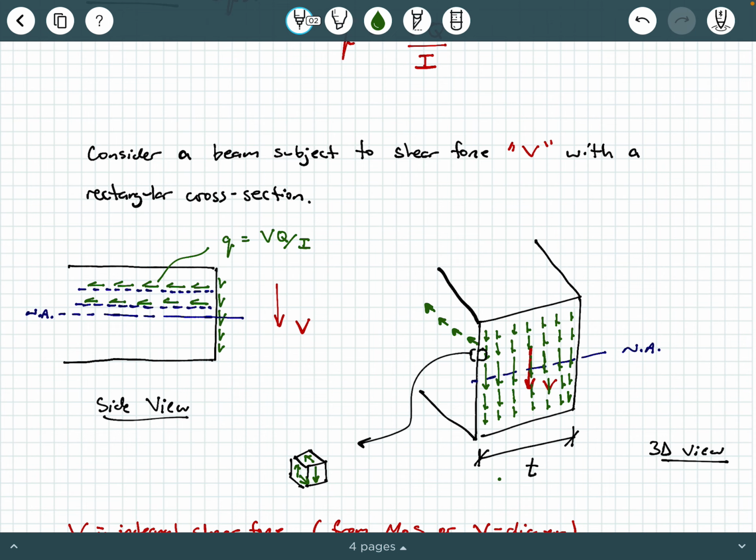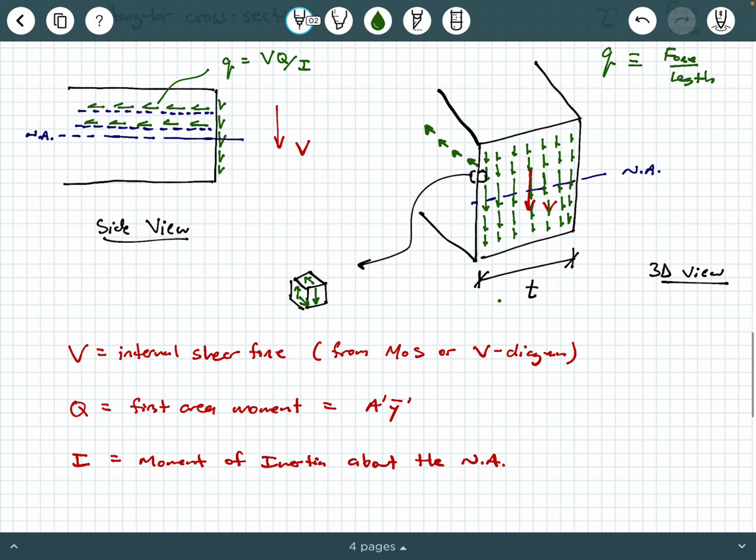So let's make a note here. We're going to say tau had units of force over area, and q is going to have units of force over length. The force is flowing in the longitudinal direction of the beam, okay?